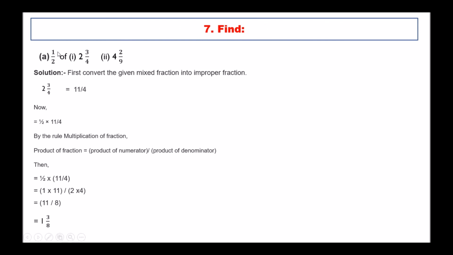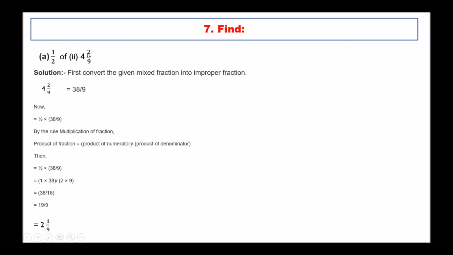Now find half of 2 and 3 by 4 and 4 and 2 by 9. First we'll convert the mixed fraction into improper fraction, that is 2 and 3 by 4, that is 11 upon 4. So half of 11 upon 4. We will use the rule of multiplication of fraction. So half into 11 upon 4. So it is 11 upon 8. So it is 1 and 3 by 8.